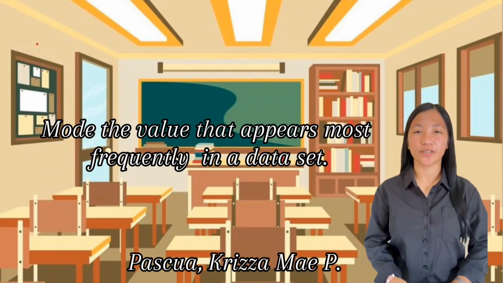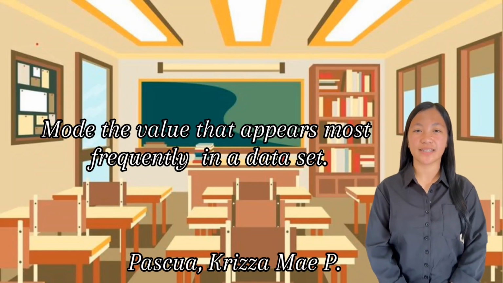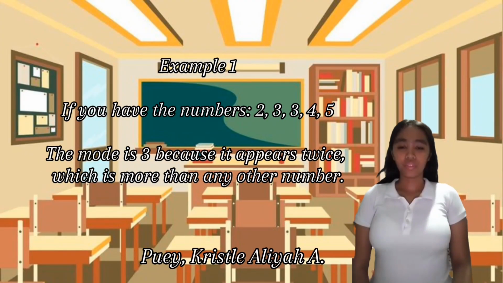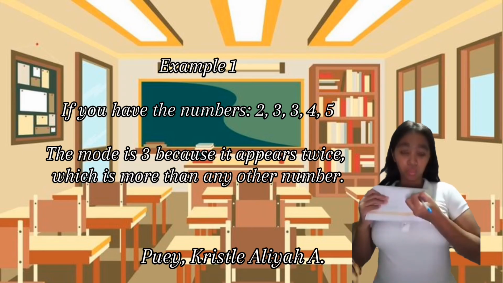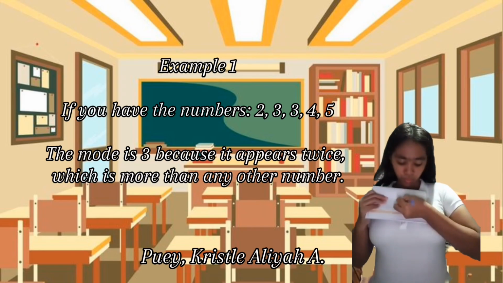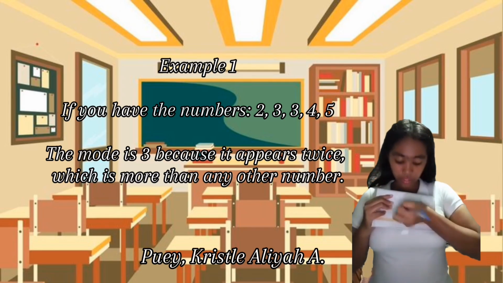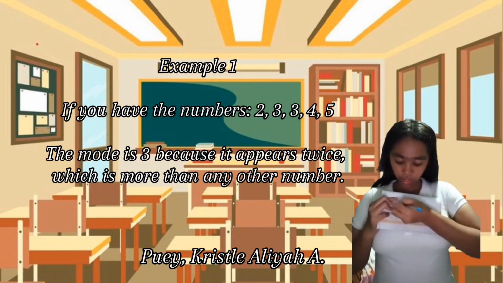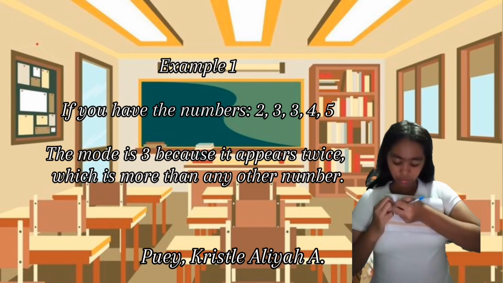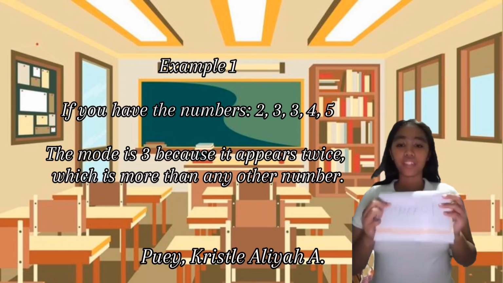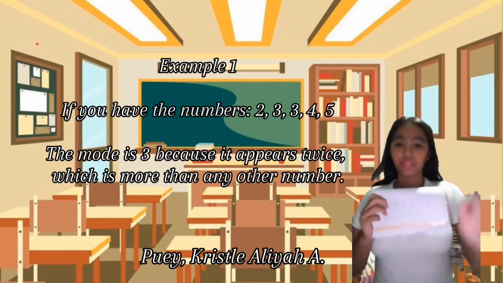Mode is the value that appears most frequently in a dataset. So let's have an example from Ms. Wade. Here are 2 examples of mode. Example number 1: if you have the numbers 1, 2, 3, 3, 4, and 5, the mode is 3 because it appears twice, more than the other numbers.